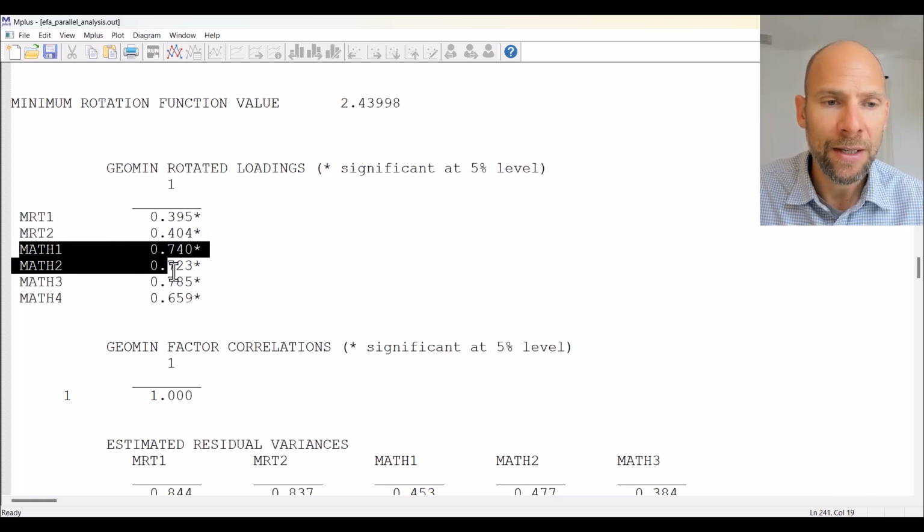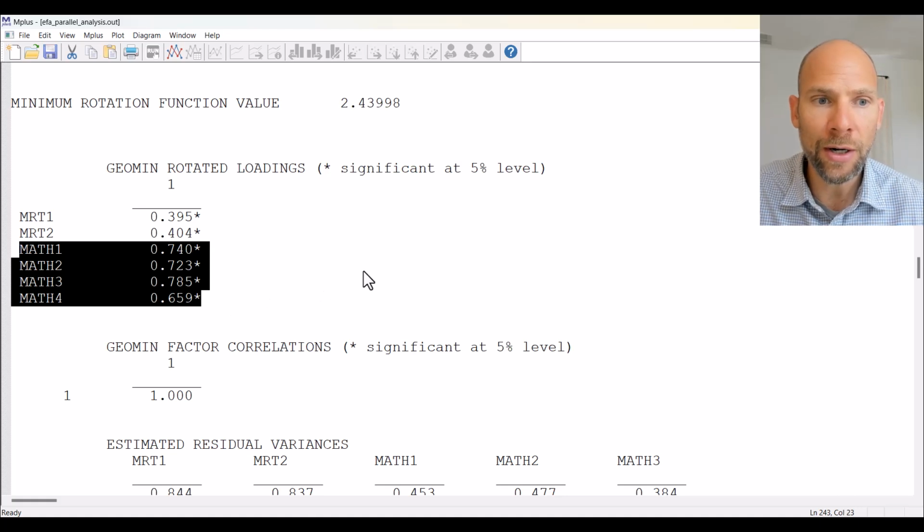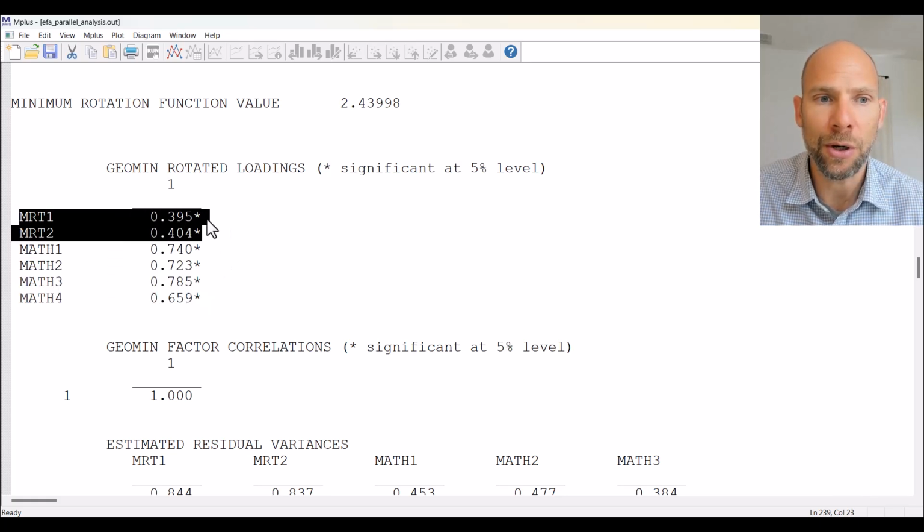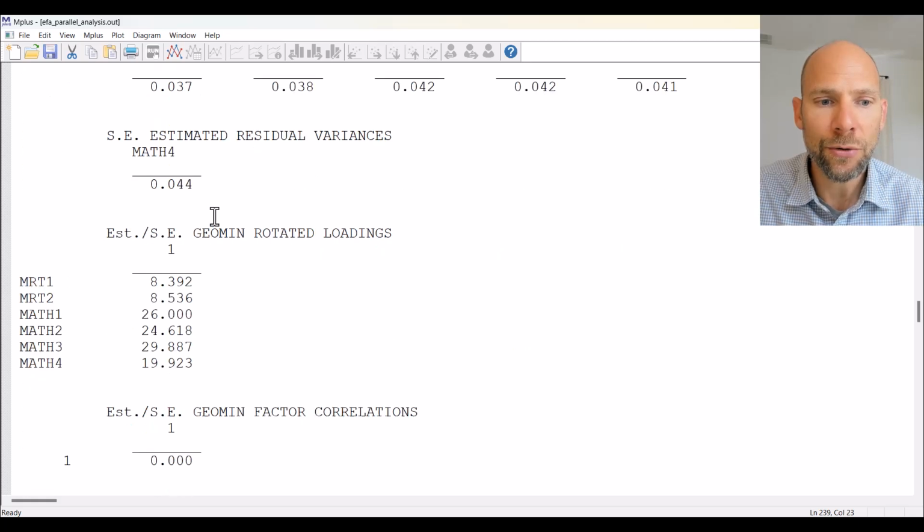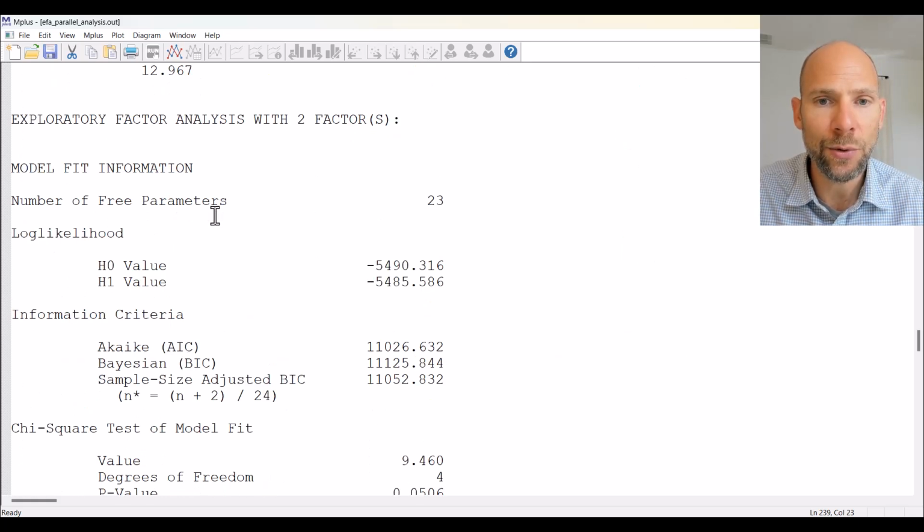The math variables load pretty strongly. So you could say, okay, there's clearly a difference between the math variables and the MRT variables because they don't load really well here. So we need a separate factor for those variables. Scrolling further down, we get to the two-factor solution.